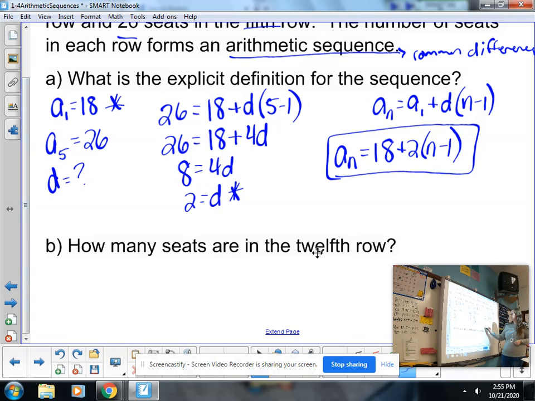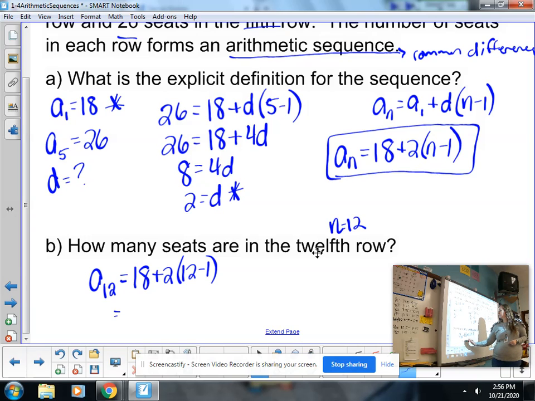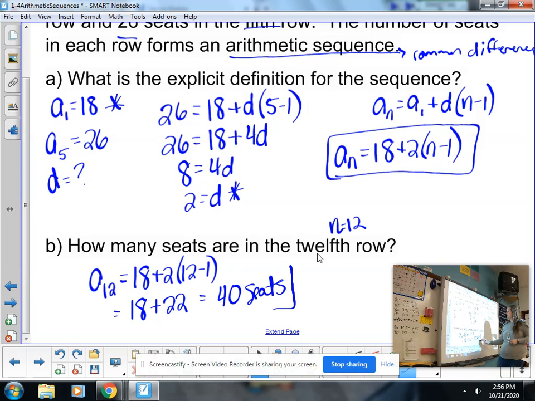So in the 12th row, that means your n is going to equal 12. So I'm going to plug in 12 everywhere there's an n in this explicit definition. So A sub 12 is equal to 18 plus 2 times 12 minus 1. So this is 18 plus, 12 minus 1 is 11, 11 times 2 is 22. So 18 plus 22 is 40. So there are 40 seats in the 12th row.